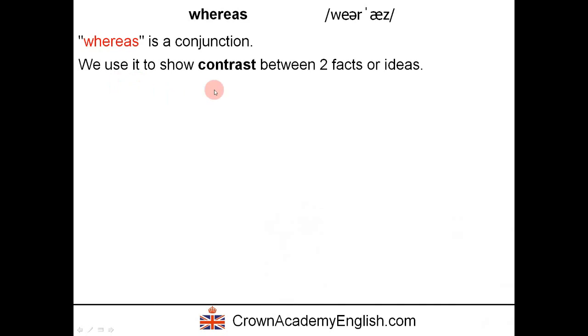and we use it to show contrast between two facts or ideas. So contrast means difference. Okay, so we use it to show a difference between two facts or ideas. So a difference in the meaning and a difference in the idea itself. Okay, let me give you some examples.